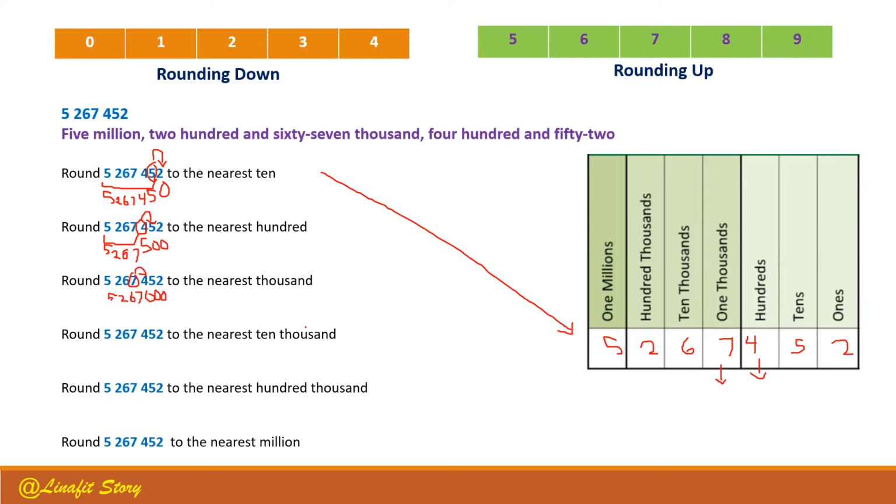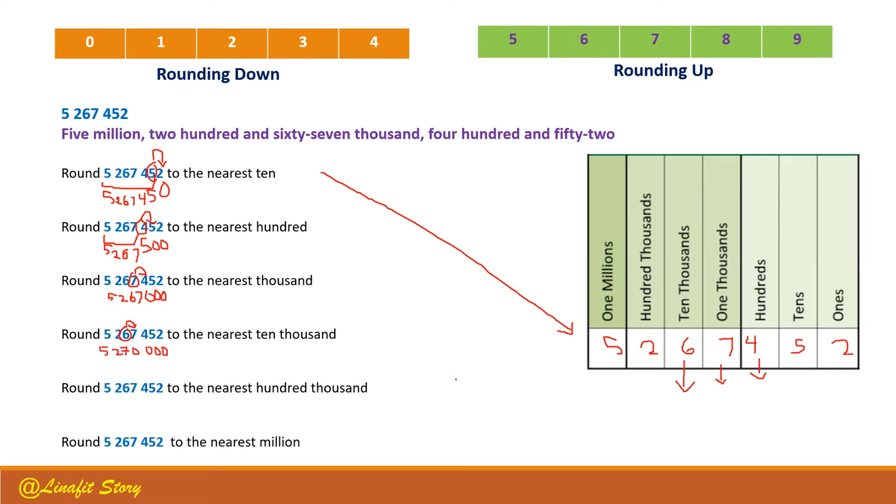Next, to the nearest 10,000. The digit is 6. The next digit after 6 is 7. So round up. 6 plus 1 is 7. Over here, you write zeros, and 5 and 2 here.